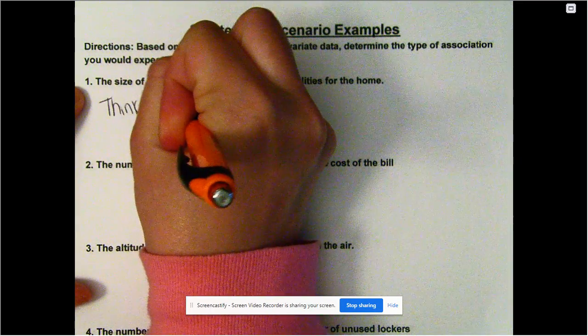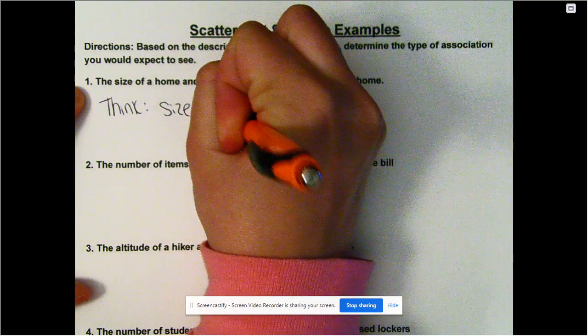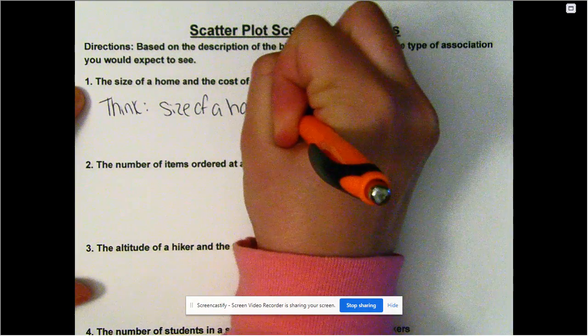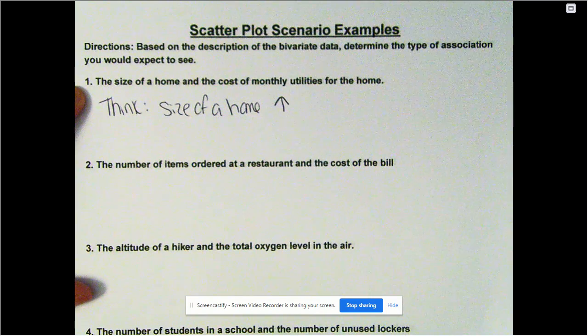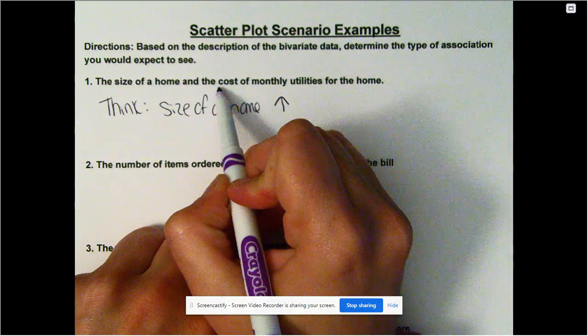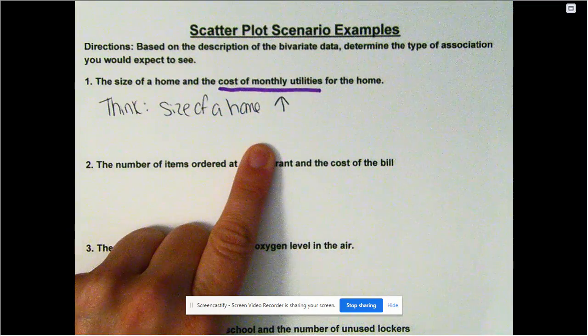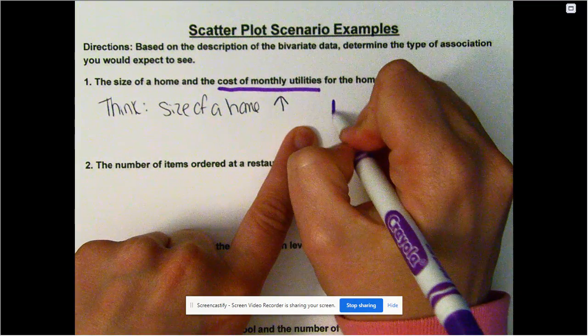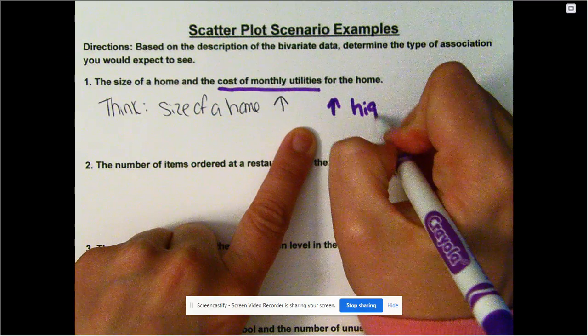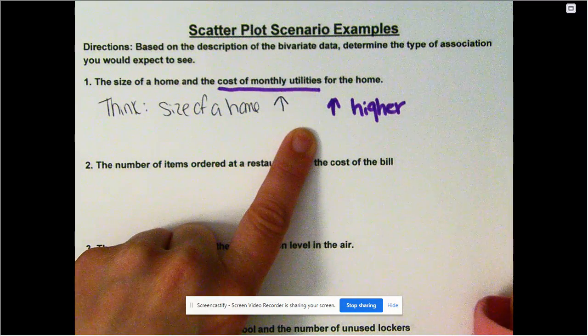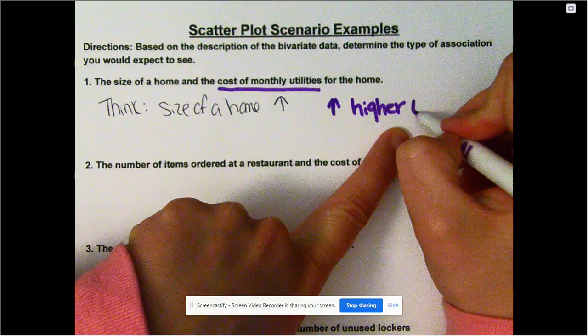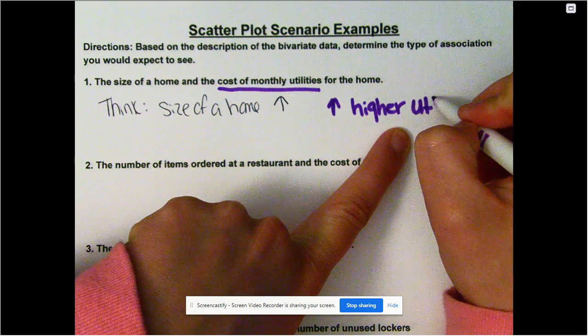As the size of a home increases, and I'm going to represent that by an up arrow, what is going to happen to the cost of the monthly utilities of the home? So think, as the size of the home increases, what should happen to the cost of the monthly utilities? So the bigger the house, the higher the cost. So the costs are also going to increase. So with that being said, the higher the cost of utilities. So we'll just put higher utilities.